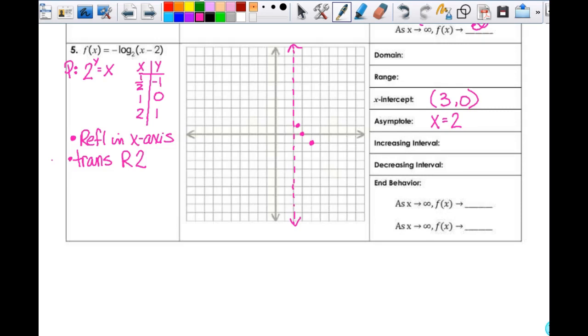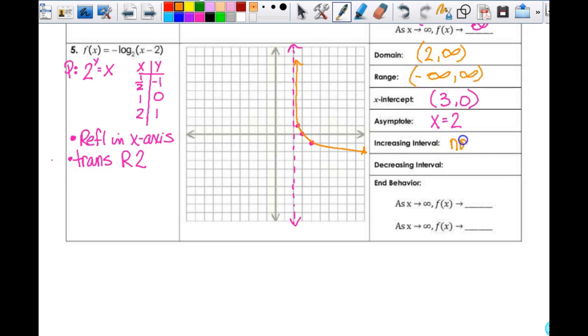So I've got my 3 points, and that includes my x-intercept. Then I can draw in my graph, which looks something like that. My domain now starts where? 2. It goes from 2 to infinity. Do I include the 2? No. My range is still -infinity to infinity.